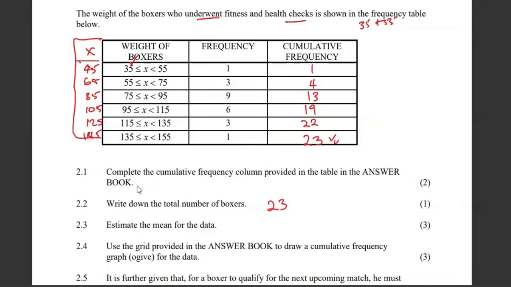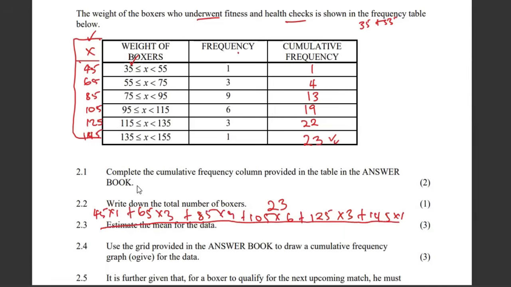Now, all I have to do is multiply these midpoints with the frequencies. Then I will divide by the 23. So this is going to be 45 times 1 plus 65 times 3 plus 85 times 9 plus 105 times 6 plus 125 times 3, then 145 times 1. I'm dividing all this by the 23. Okay, so I'm getting 93.70 as my answer. So that's how you get the estimated mean of the grouped data.